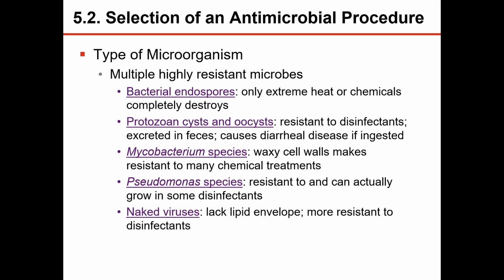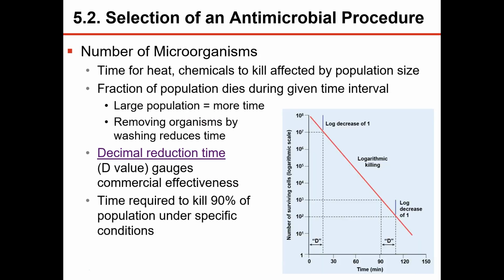And naked viruses, these are ones that are going to lack an envelope, as you'll learn about in Chapter 13. These are much more difficult to also clean. So how do we actually determine which antimicrobial procedure to pick? Well, there's what we call the D value. This is the time for heat and chemicals to kill an affected population.